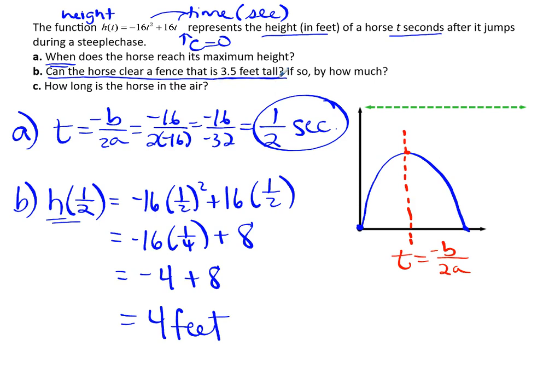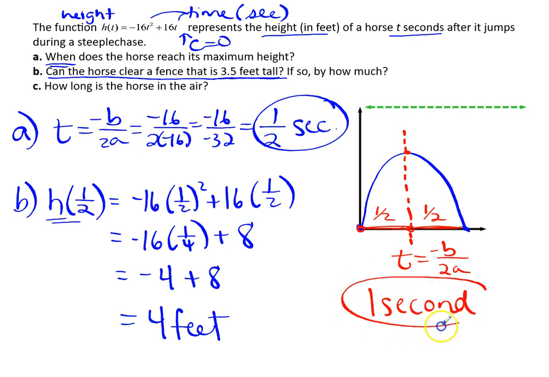The last question is, how long is the horse in the air? And there's a couple of ways to solve that. The first way I want to look at is, we know that this amount of time right here is 1/2 second. And we know that this is a line of symmetry, so this has to be the same length. So this is also 1/2 second. So how long is the horse in the air? 1 second. That's how long the horse is in the air.